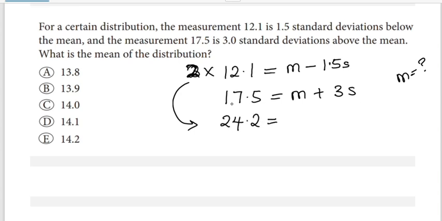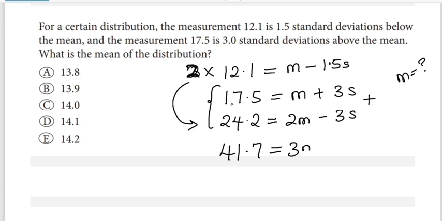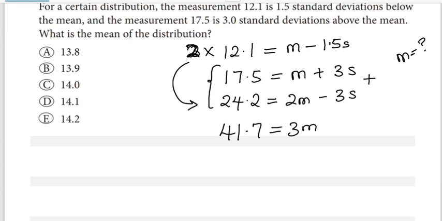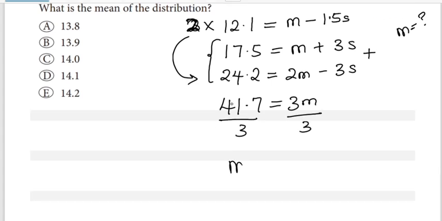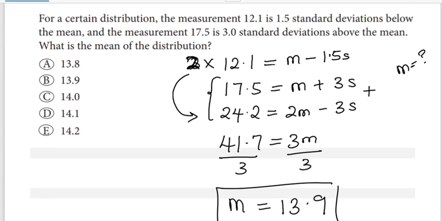If we do so, it's going to yield 24.2 equals 2M minus 3S. So with these two now, we can easily add the two equations, and if we do so, we're going to have 41.7 equals 3M, and 3S minus 3S gives us 0. So now if we divide both sides by 3, we'll obtain that M is simply 13.9, and this is your mean. This is what you're looking for, and that is simply B, and that solves your problem.